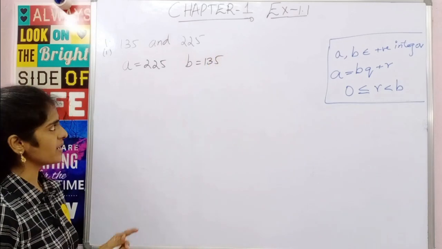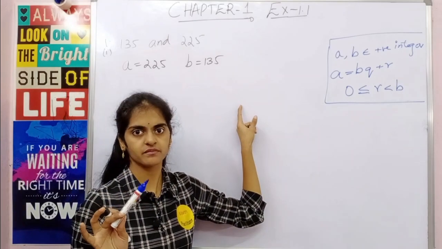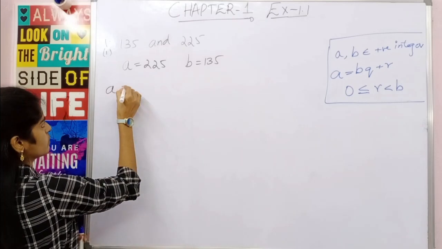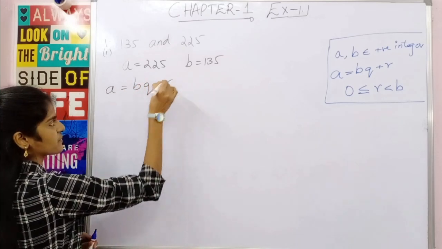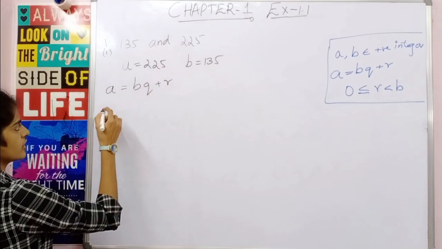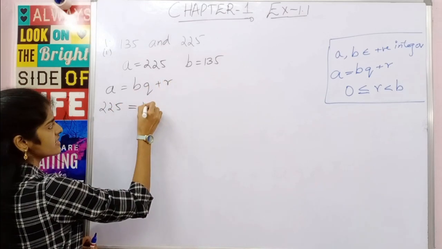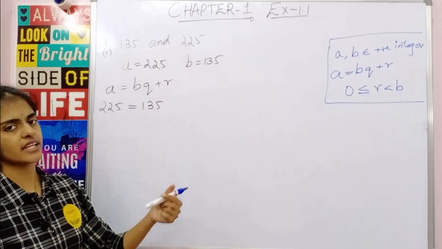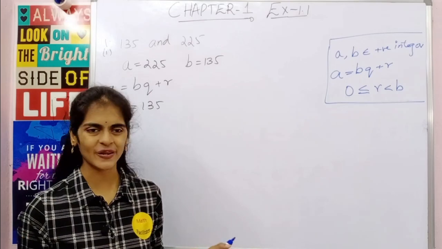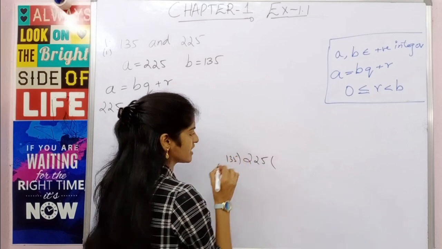A and B are nothing but the bigger number, which you take as the dividend, and the smaller number, which you take as the divisor. From Euclid's division lemma, you know A equals BQ plus R. So we shall bring these two numbers in this form. Here A is 225, and B is 135. The quotient and remainder you don't know, so how shall we find it? Simple, you will just divide 225 by 135.